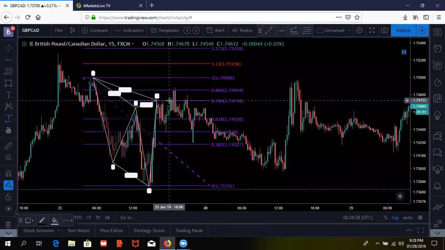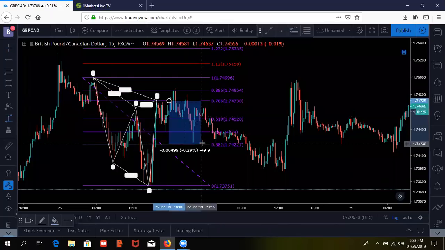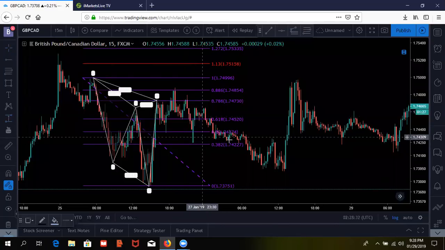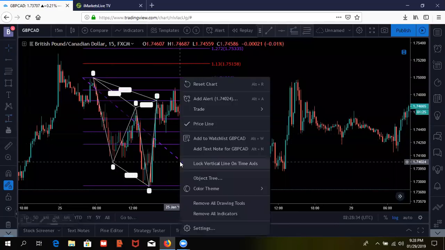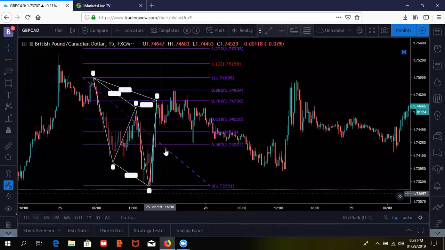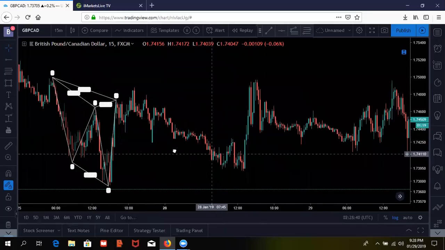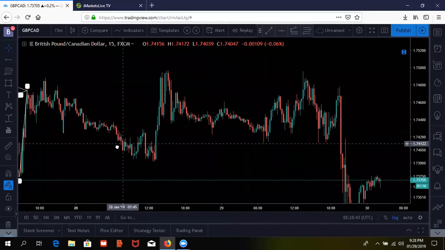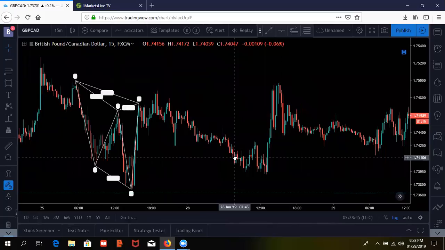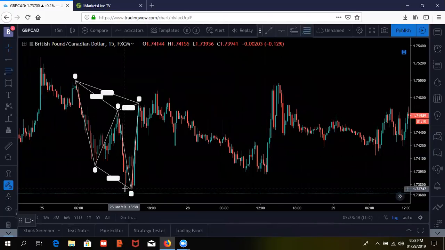That trade went on and hit for about 45, about 50 pips. So I'm going to leave that one there, and then we are going to go to the next one. So the next one, which is, hold on, let me see something.